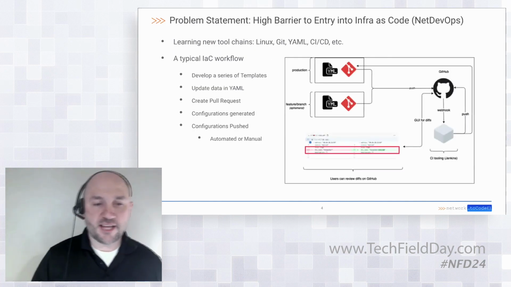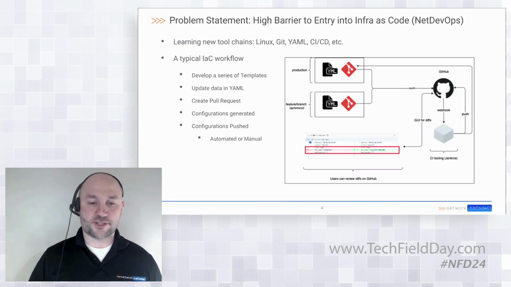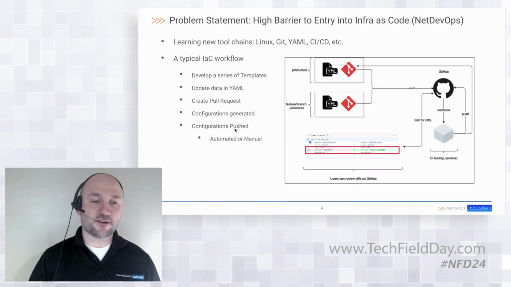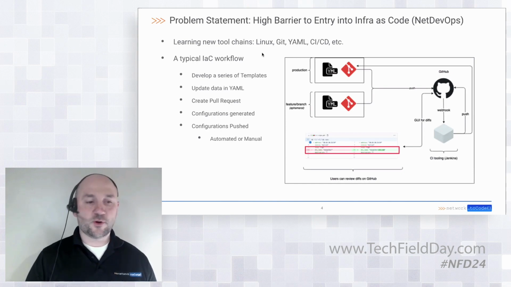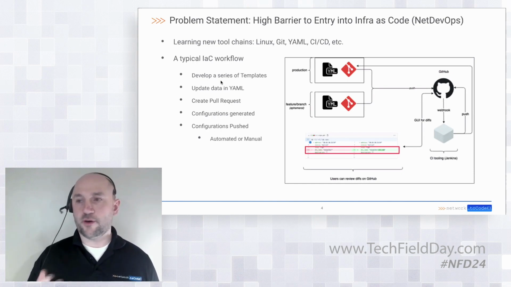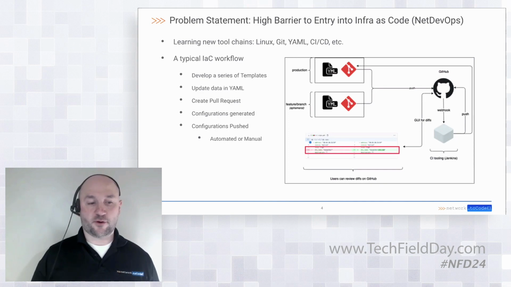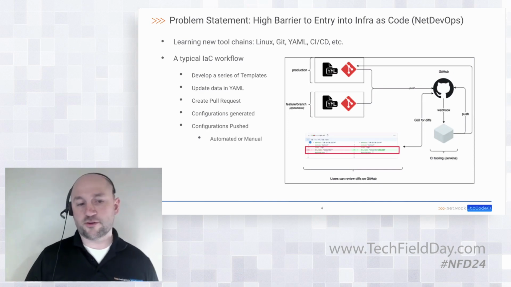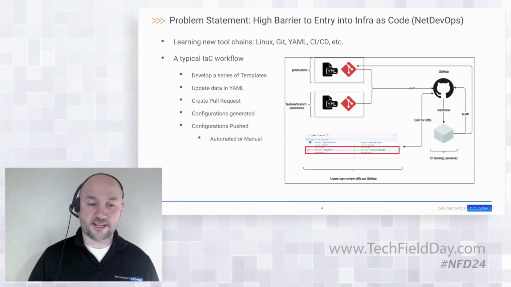Okay, great. This is a common workflow that you'll see for those getting into infrastructure as code. There are many different variations, of course. But to describe it a bit here, with a Git workflow, there is a series of skills you have to know: Linux, Git, YAML, CI/CD, etc. The typical workflow is that a developer will develop a series of templates. During day-to-day, you update a series of YAML files, create pull requests, configs are generated, and configurations are pushed, maybe manually at first, or most certainly manually at first, and then eventually automated as well.